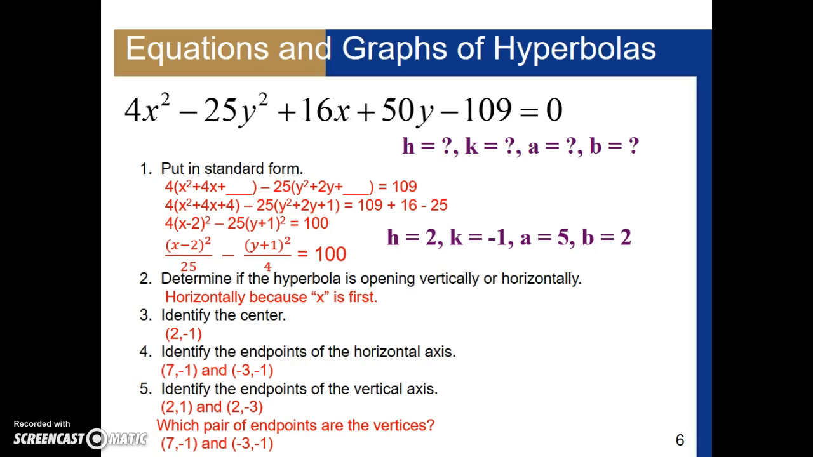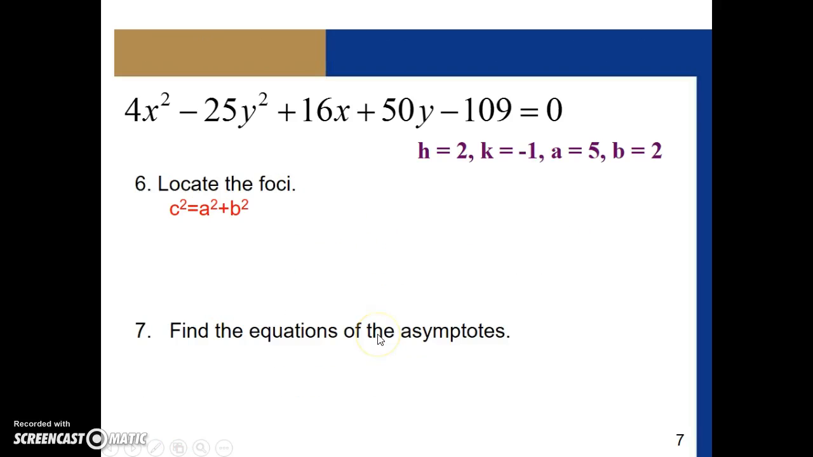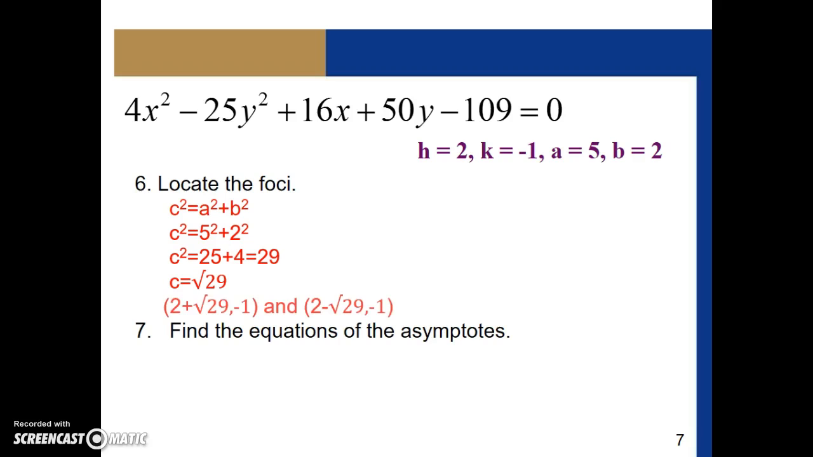Since we open right and left, since our transverse axis is horizontal, then those 2 points right here are going to be our vertex points. So we're going to locate the foci once again. We find the value of c is the square root of 29. We're going to add that to h and subtract that from h because we have a horizontal transverse axis. And then we find the equations of the asymptotes just like we did before. Our k value is -1. b is 2, a is 5, and so we just write those down. Those are our two equations of our asymptotes.